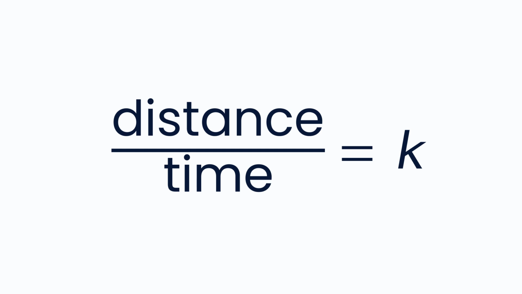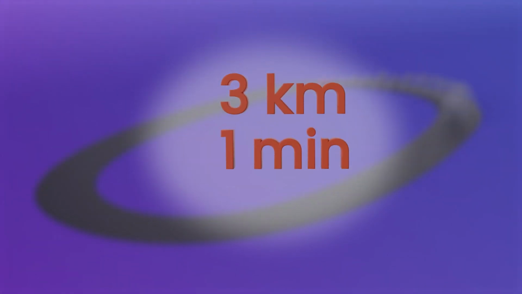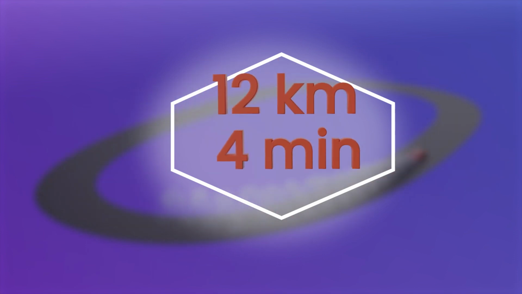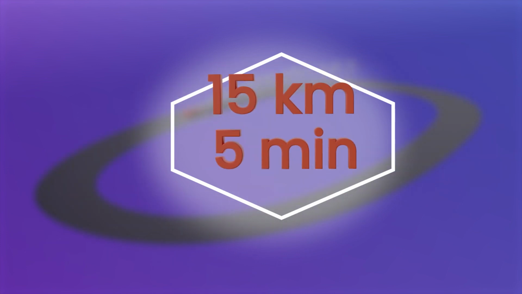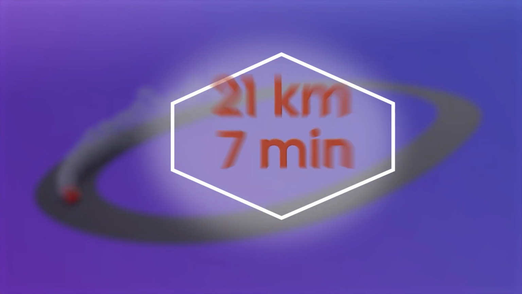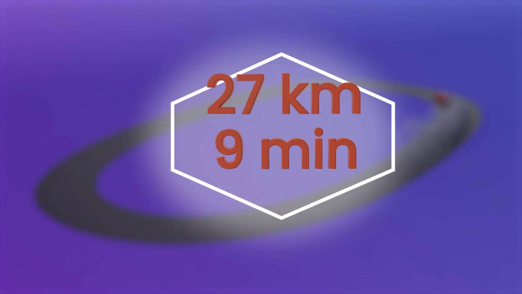So let's say the race car travels 3 kilometers in 1 minute. Since it travels at a constant speed, the race car must travel 6 kilometers in 2 minutes. Said another way, if you want to travel twice as far, it will take twice the time to get there. Notice that the ratio between distance and time is constant, so you have proportionality. When the time increases by 1, the distance increases by 3.